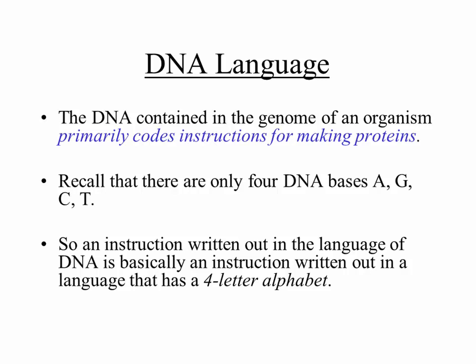So the DNA that is contained in the genome of an organism primarily codes instructions for making proteins. Recall that there are only 4 DNA bases: adenine, guanine, cytosine, and thymine. So an instruction written out in the language of DNA is written in a language that has a 4-letter alphabet, A, G, C, T. It's a message written out using only A, G, C, T.